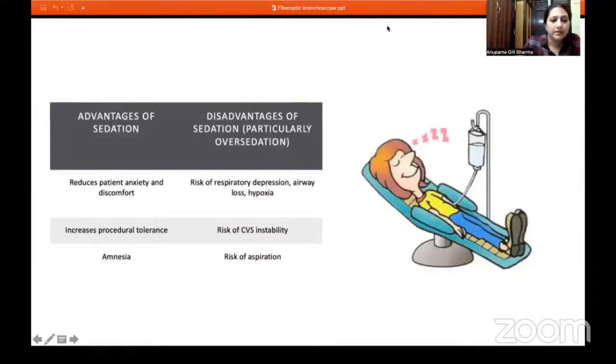So, the advantages of giving sedation are that it will allay the patient's anxiety and discomfort, increase procedural tolerance, and there is amnesia. Disadvantages are there can always be a risk of respiratory depression and losing the airway. There can be hypoxemia if the patient goes into a deep sedation. There can be hemodynamic instability. There can be a risk of aspiration.